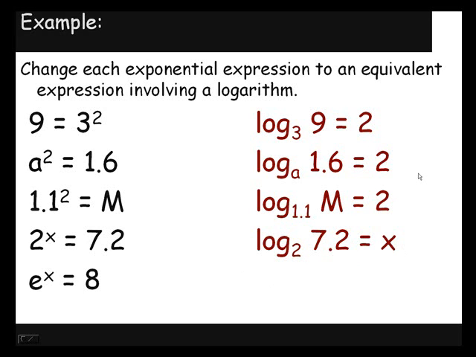E to the x equals 8. Log base e of 8 equals x. Log base e is a special log. In fact, it's so special that we give it its own special name. It's called the natural logarithm. Natural logarithm is log base e. So instead of writing log base e, since it shows up so much in nature and in some other calculations, we give it a special name called the natural logarithm and shorten that to ln. You'll actually see that button on your calculator, the ln button. It's usually a shift off the log button.